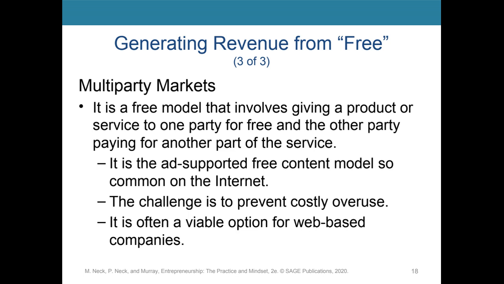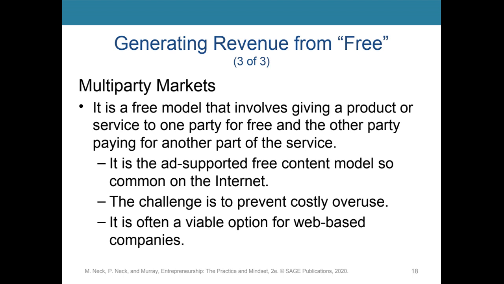a paying side. Another classic example, and I think this is the one that the textbook uses, is dating websites. Men pay, women don't pay. Why? Because men are more desperate than women, traditionally. So there's a whole host of these type of things. Craigslist, you could search for free, but you pay if you advertise. The key thing here is two things, mostly web-based. It works very well for web-based companies.